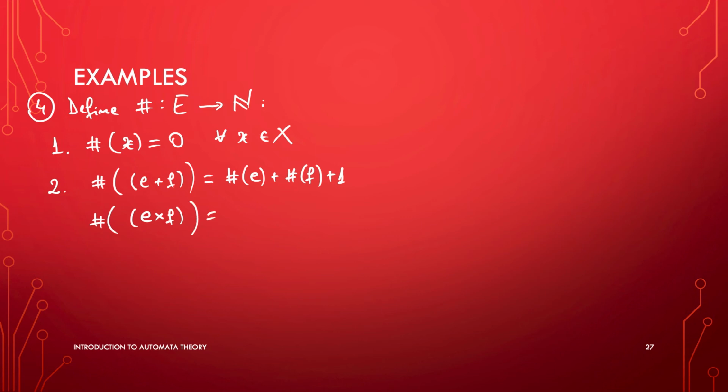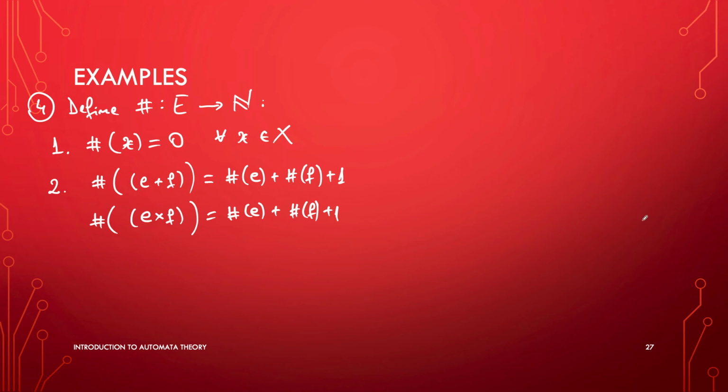And in this case, it's the same idea. You have a number of operators in E, plus a number of operators in F, and then you have plus 1. And again, this plus 1 is supposed to signify the fact that you have used this multiplication operator in building this arithmetic expression that you are now analyzing.